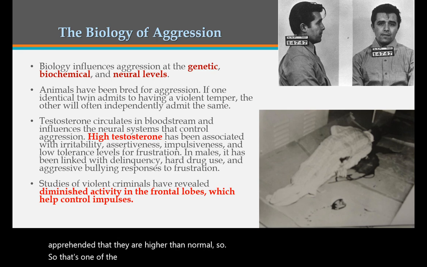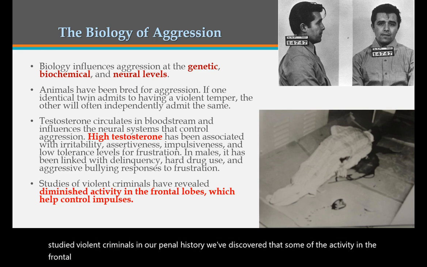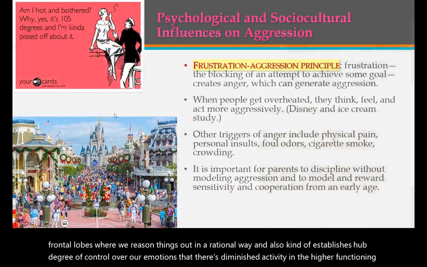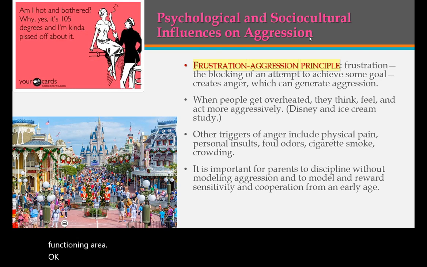Another thing, as far as the brain is concerned, is that when we've studied violent criminals in our penal history, we've discovered that some of the activity in the frontal lobes, where we reason things out in a rational way and also establish some degree of control over our emotions, there's diminished activity in that higher functioning area. Okay, then more about aggression.